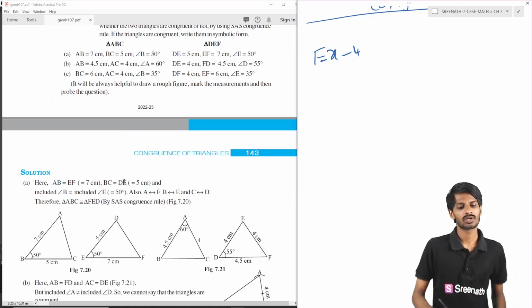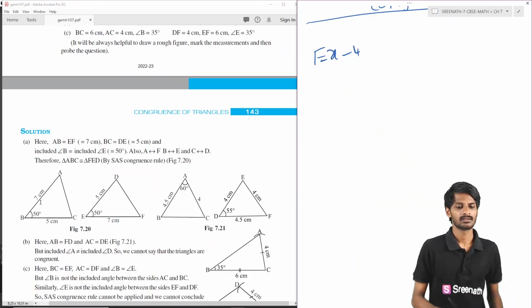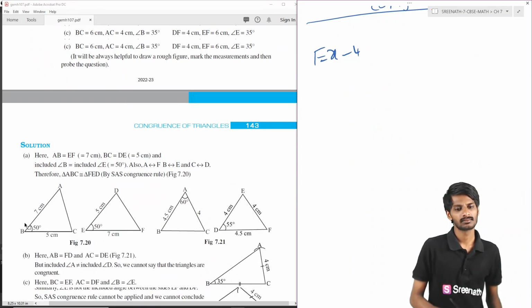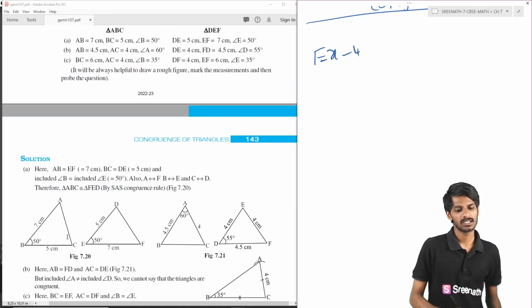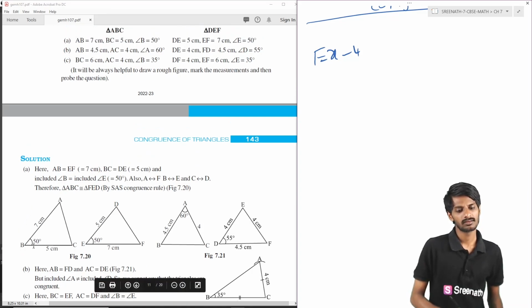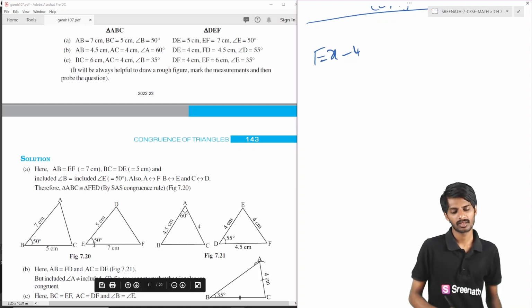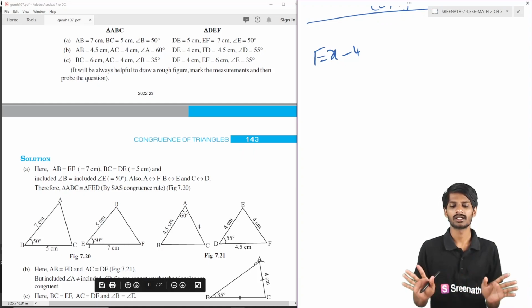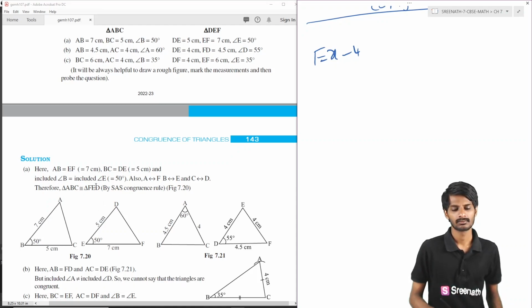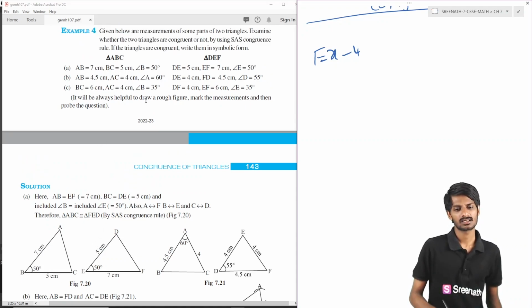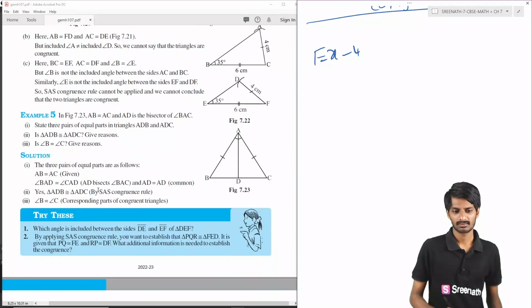What we need to check is whether the angle is between the sides or not. So for that we have to draw the triangles like this. We have drawn AB and we have drawn BC, and we have drawn the angle B. We are getting this triangle. And here we have drawn DE and EF, and we have drawn the angle between them. So these two triangles are congruent. Like that, for this and for this we have to do it, students.